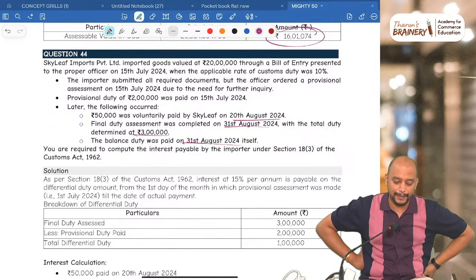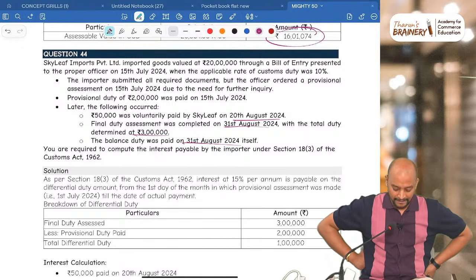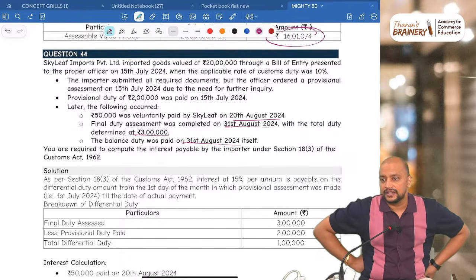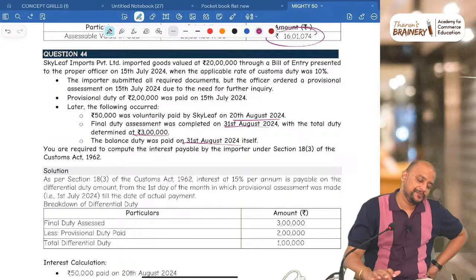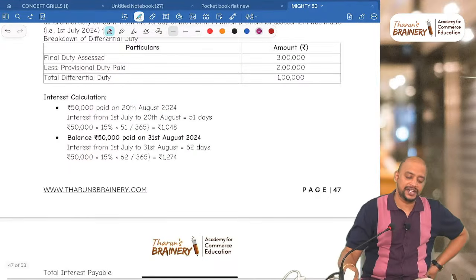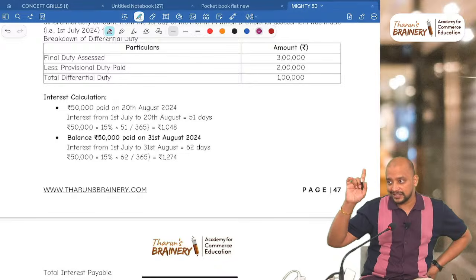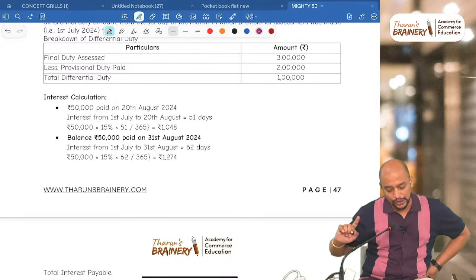How many days? Sir, should we count 1st July also? Yes, 1st July also should be counted. So July 31 days, August 20 days. So total, see the answer, 51 days. So we need to count from 1st of the month in which the provisional assessment is made. That should also be counted.